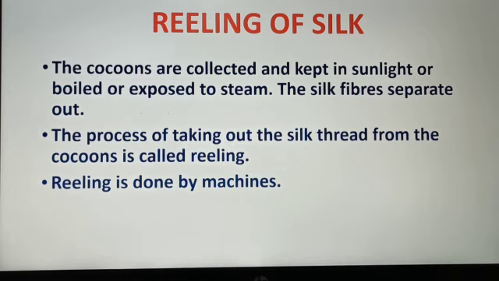Now the second step, that is reeling of silk. The cocoons are collected and kept in sunlight or boiled or exposed to steam. The silk fibers separate out. The process of taking out the silk thread from cocoon is called reeling. Reeling is mainly done in machines.